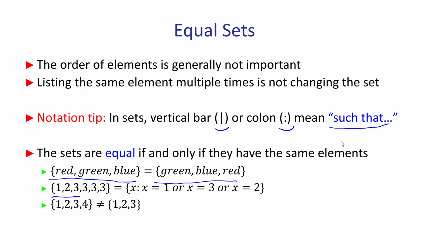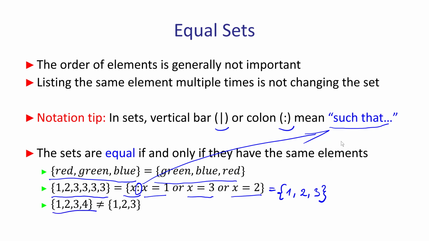Now, the set 1, 2, 3, 3, 3, 3 is the same as the set of x such that, so this is that symbol, x equals 1 or x equals 3 or x equals 2, which means it includes only elements 1, 3 and 2. And you can also write that this is the same set as 1, 2, 3. Now, the set 1, 2, 3, 4 is clearly not equal to 1, 2, 3 because it includes the additional number 4. So those sets are not equal.